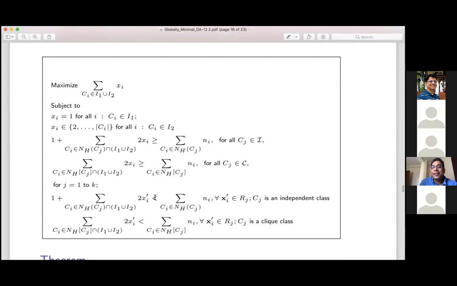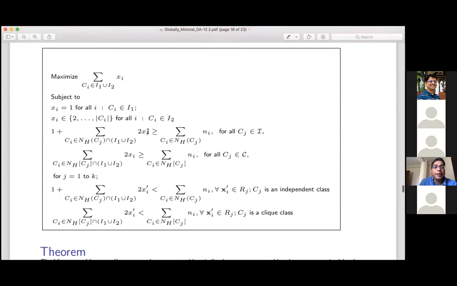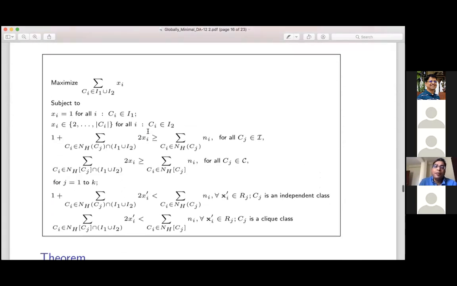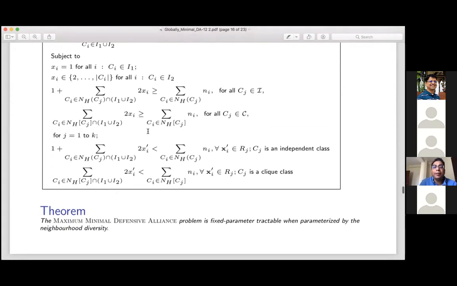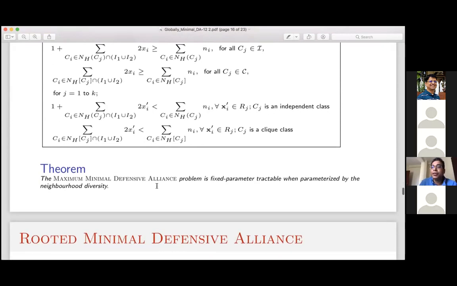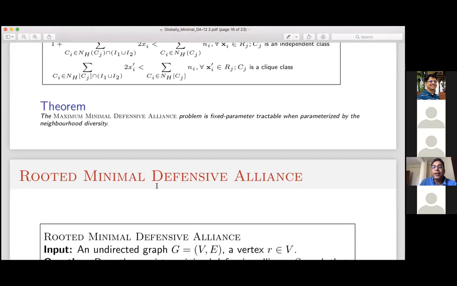And I know that this integer linear programming can be solved in FPT time, where FPT time is in the number of variables. And here the number of variables is basically the neighborhood diversity of the graph. So we can solve the same problem in FPT time when the parameter is neighborhood diversity. That's good news for us because we always look for an FPT algorithm.